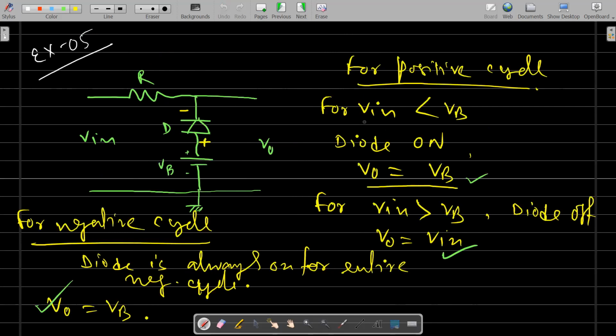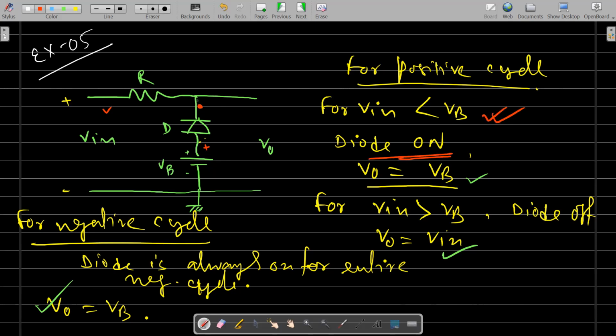So similarly, you can analyze this circuit. Here the diode polarity is just changed. For the positive cycle, this one will be plus and this one will be minus. Since the battery's positive terminal is connected to the P side of the diode, as long as the N side voltage, meaning this voltage Vin, is less than VB, the diode will be on. So when Vin is less than VB, the diode will be on.